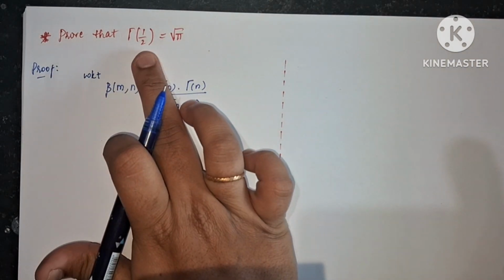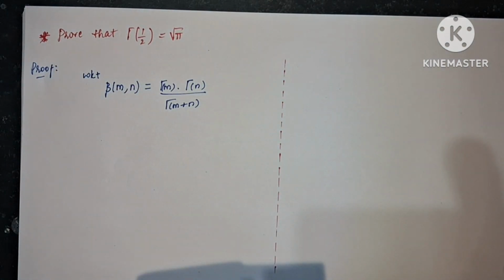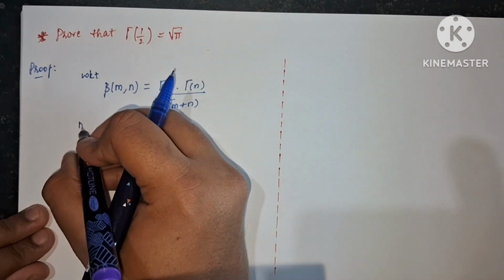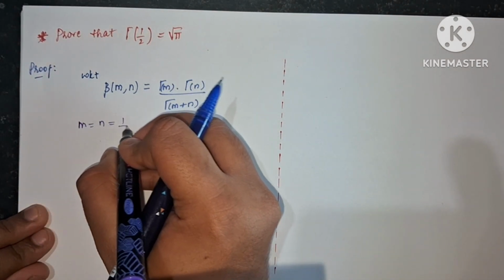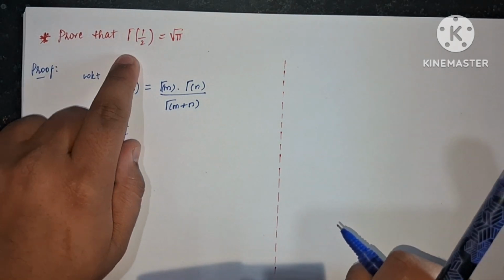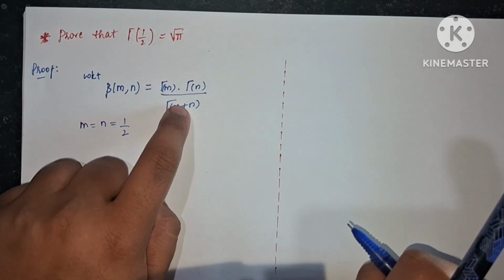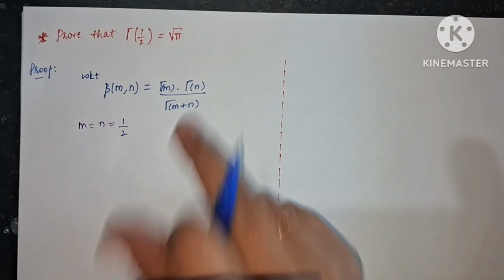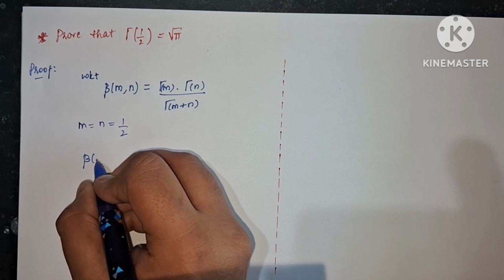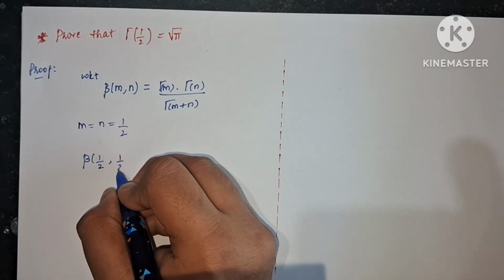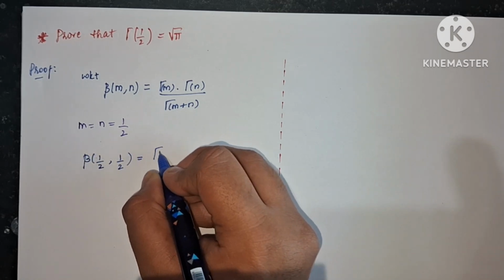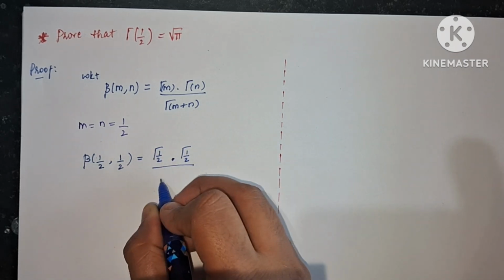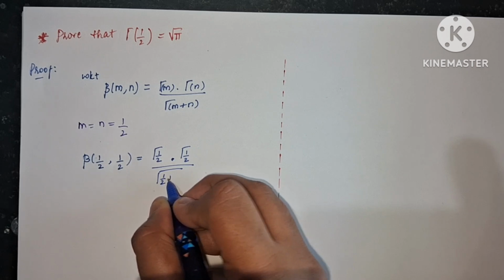And what is the value they have given us here? They have given us 1 divided by 2. So I'll consider here m is equal to n is equal to 1 by 2. Since they have given here gamma of 1 by 2, I'll take both m and n values as 1 by 2 here. Clear? So I'm substituting this in this formula. So what does it become? Beta of 1 by 2 comma 1 by 2 is equal to gamma of 1 by 2 into gamma of 1 by 2. This is multiplication here. Remember, gamma of 1 by 2 plus 1 by 2.